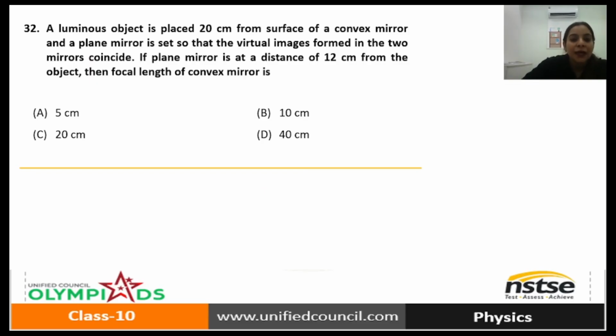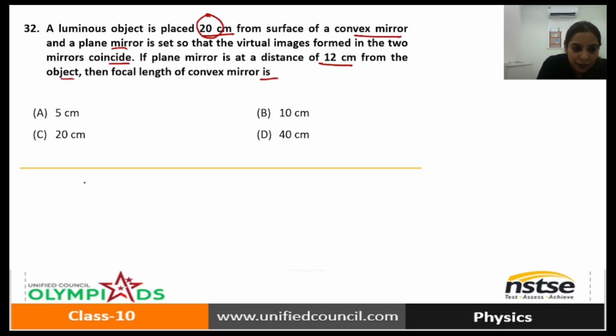Next question says, a luminous object is placed 20 cm from the surface of a convex mirror and a plane mirror is set so that the virtual images formed in the two mirrors coincide. If the plane mirror is at a distance of 12 cm from the object, the focal length of the convex mirror is... Now here in this question, read it carefully. A luminous object is placed 20 cm from the surface of the convex mirror. The plane mirror is set so that the virtual images formed in the two mirrors coincide. So if the plane mirror is at a distance of 12 cm, we need to find the focal length here.